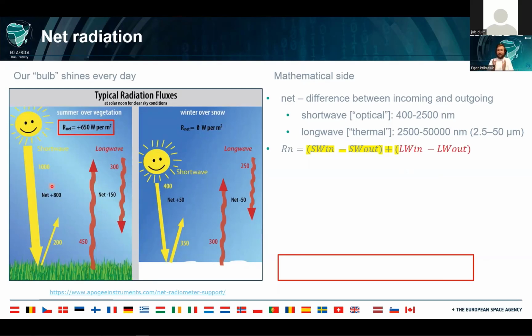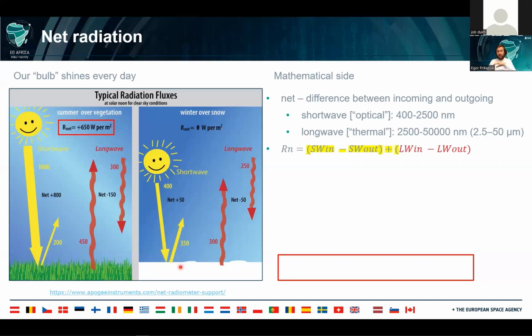And if we take the net, similarly to the net in the salary, so we remove taxes, we remove what is left, the incoming minus outgoing shortwave radiation plus incoming minus outgoing long-wave radiation gives us this number, approximately 650 watts per square meter, or 650 joules per second per square meter, or 10 bulbs in a second lit together.